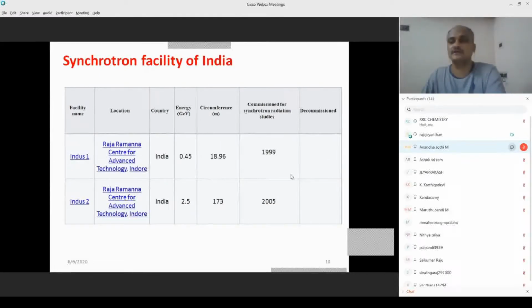The next synchrotron facilities: India also has two, called Indus-1 and Indus-2, at Indore, Madhya Pradesh, at the Raja Ramanna Centre for Advanced Technology. Indus-1 has an energy of 0.45 GeV and a circumference of around 18 meters. It was commissioned in 1999. The next facility is Indus-2, which has an energy of 2.5 GeV and a circumference of around 173 meters, commissioned in 2005.